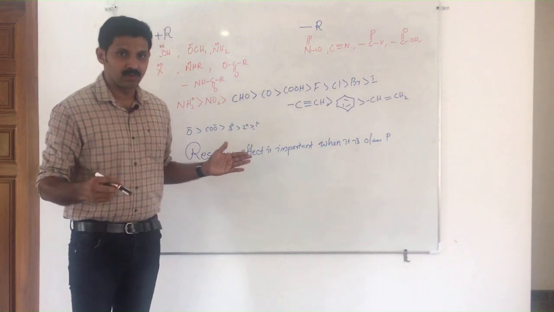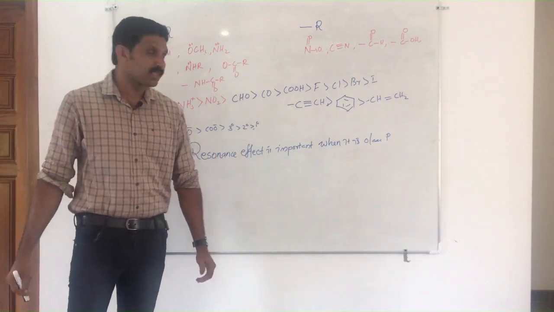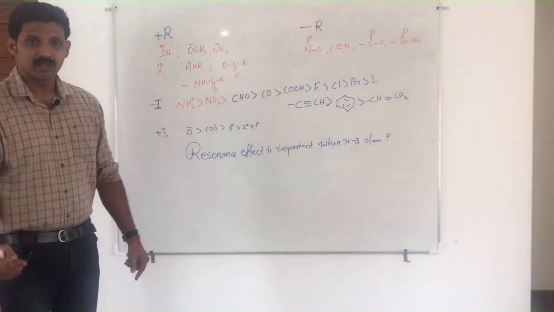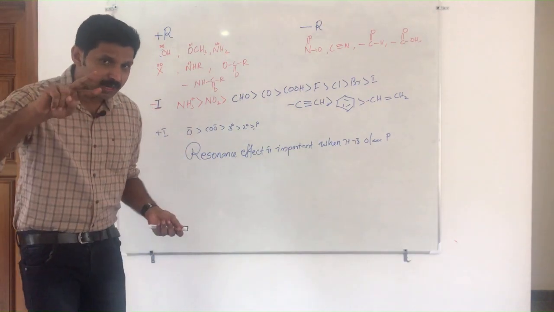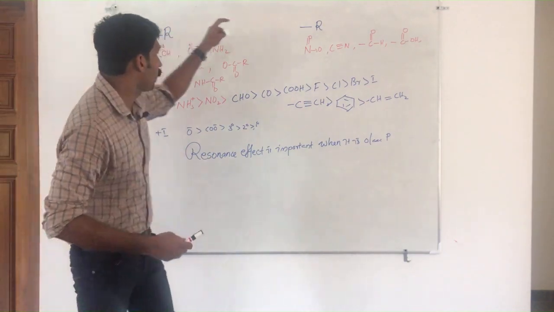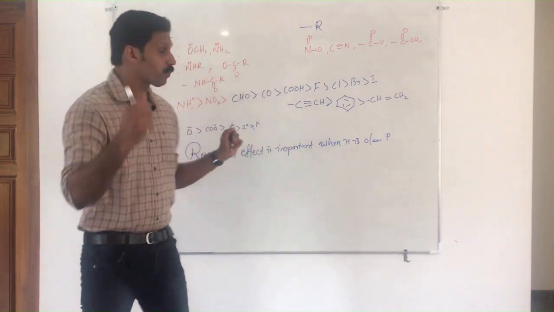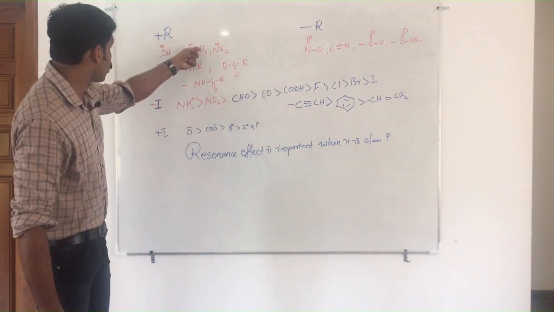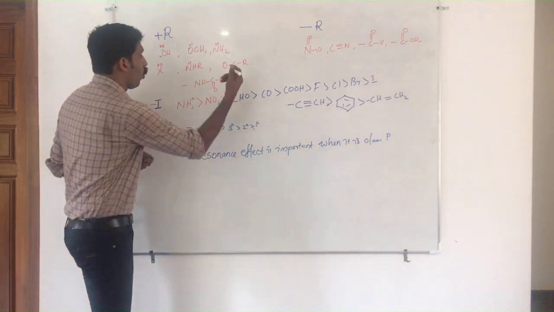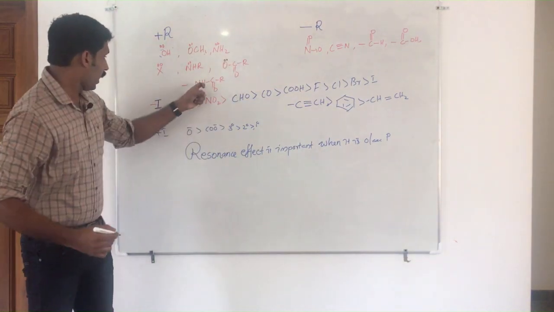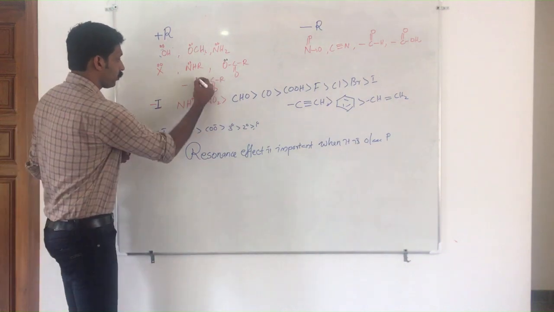If you want these things, I will give you a simple idea. I'm repeating what I have said in my previous lessons. The groups that take part in resonance can be classified into two: plus R groups and minus R groups. Examples of plus R groups are OH, OCH3, NH2, X, NHR, OCOR, NHCOR, etc.